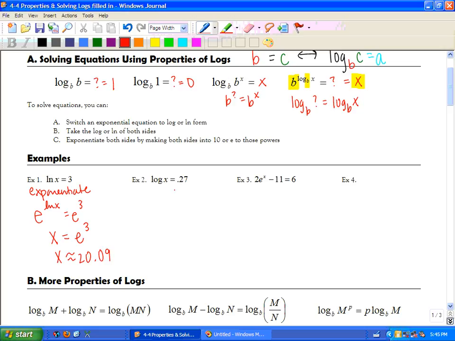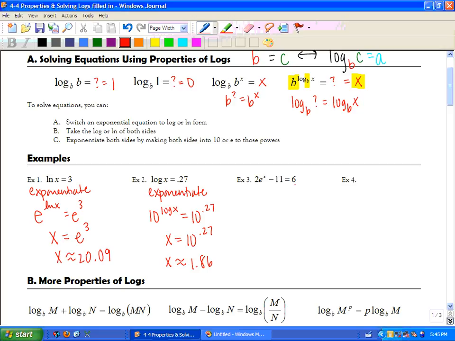You can do the same thing with the second example. We could exponentiate both sides. And since we don't have a number in the basement, remember that you assume it's a 10. It's a common log. So we could take both sides and make it 10 to that power. So 10 to the log of x equals 10 to the 0.27. Again, from that same property we just illustrated, the left-hand side just turns into x equals 10 to the 0.27. So if you type that in your calculator, x is approximately 1.86.